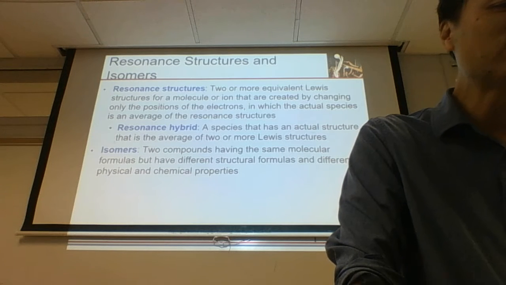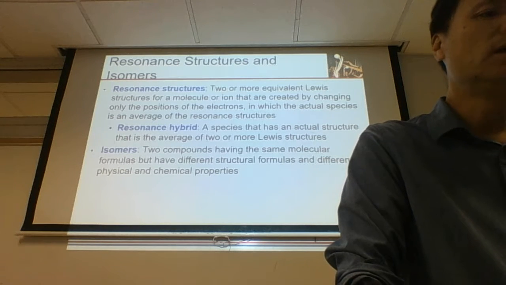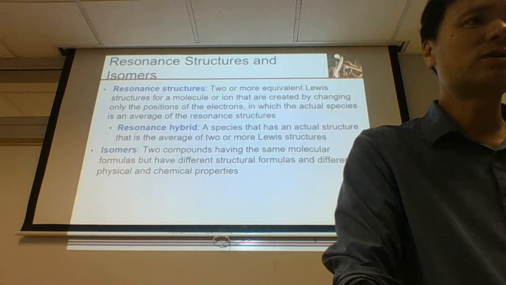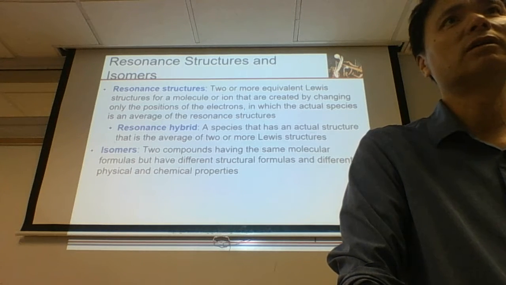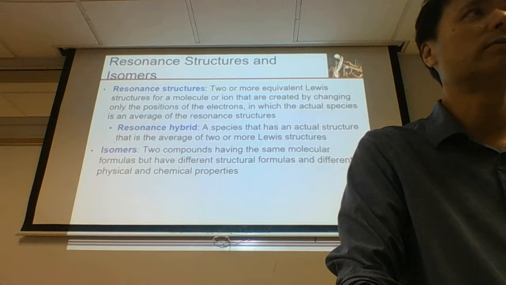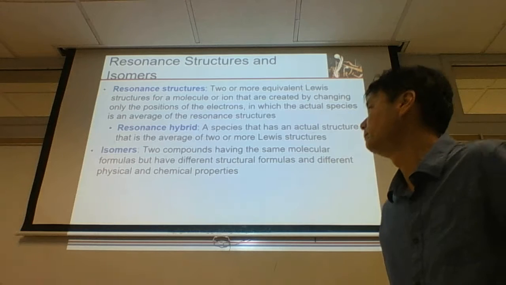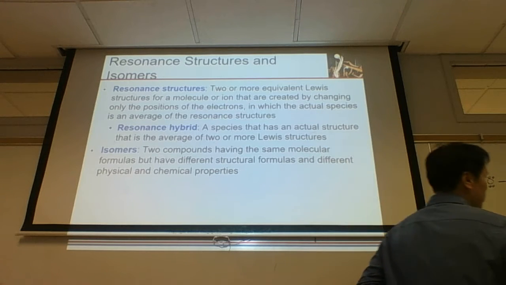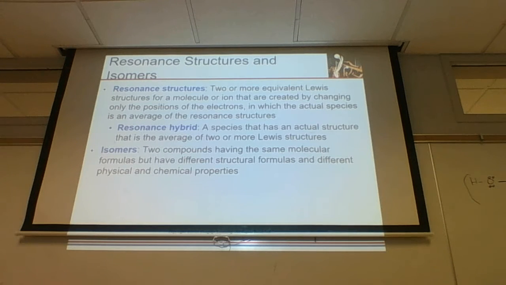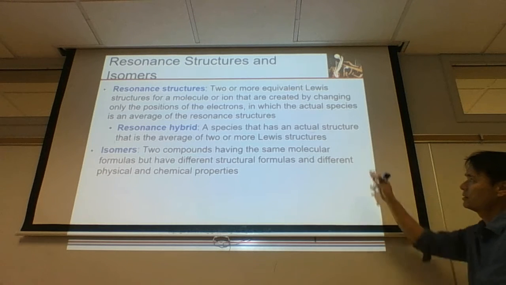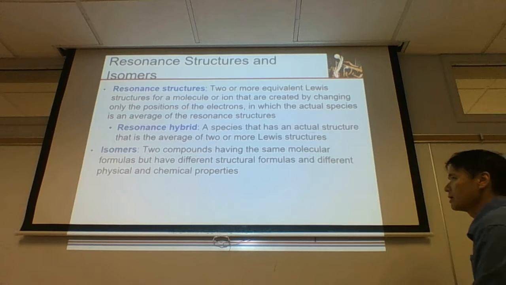But the problem with the full version of quantum mechanics is we need a computer to do the calculations. The advantage of doing this is we don't need any computer. We just need a pencil and paper. We can kind of figure it out. And so it's not perfect, but it's a lot easier, and it's not terribly far off. All right, those are resonance structures. We're going to look at isomers next.